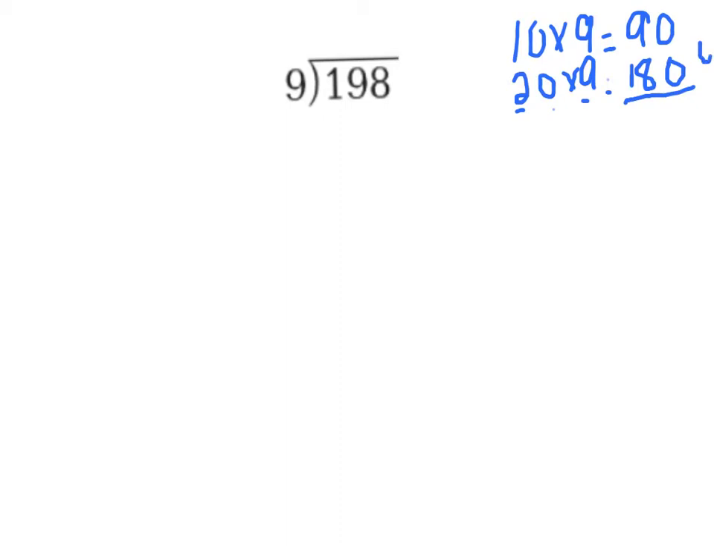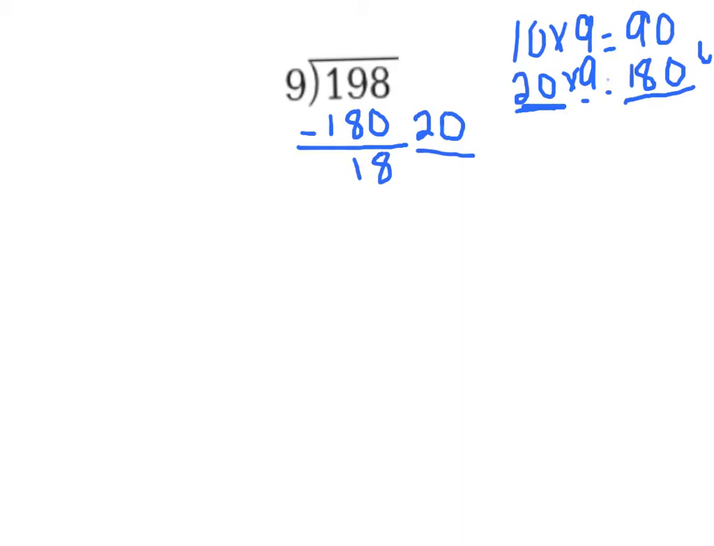I'm going to subtract 180 first, because that's a bigger multiple of 9. And that, I said, was 20 groups of 9, because I did 20 times 9, so that's 20 groups. So when I subtract, I get 18. Well, that got me there a lot faster. So I still have 18 Skittles left to pass out to each kid, to pass out to my 9 kids.